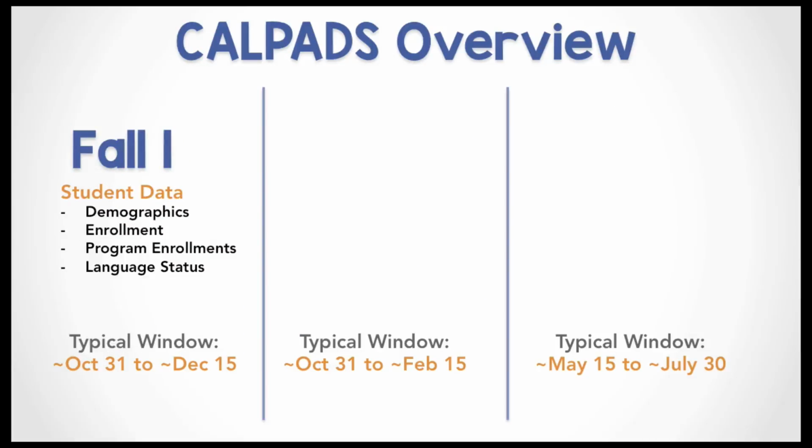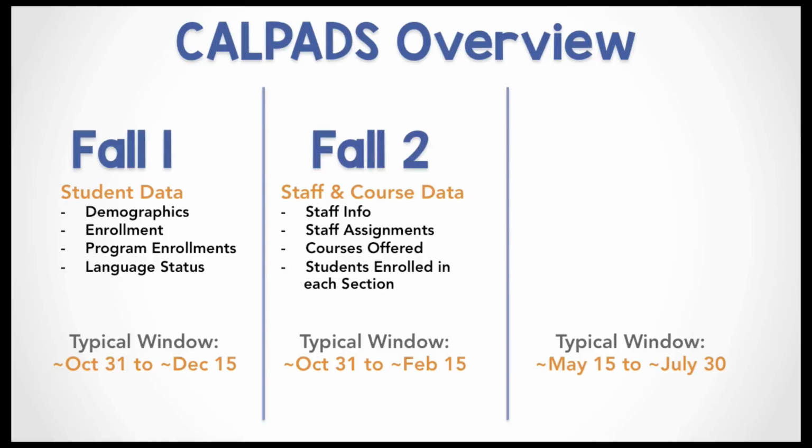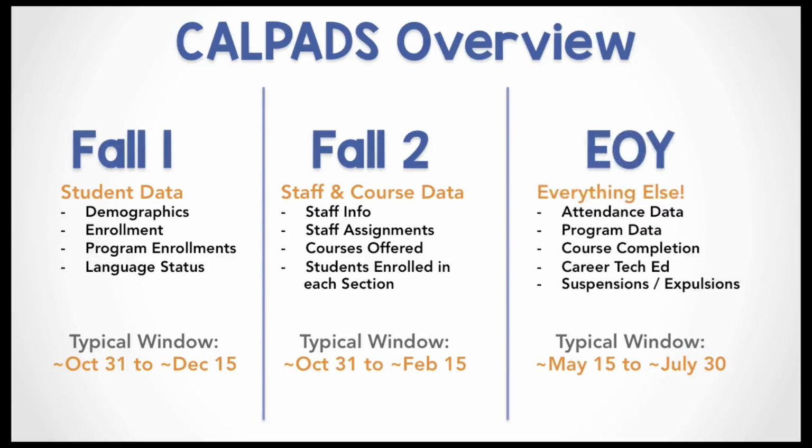Really want to talk about the three certification windows: Fall 1, Fall 2, and End of Year. This is an overview of the End of Year, but to take an even bigger step back, at a 30,000 foot view level, there's really three primary windows in which data is submitted to CalPADS. So you have the Fall 1, which typically ends around December 15th. Fall 2 ends around February 15th.